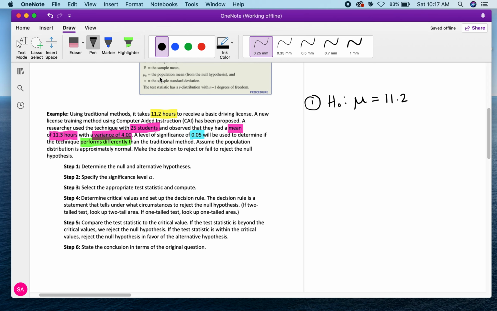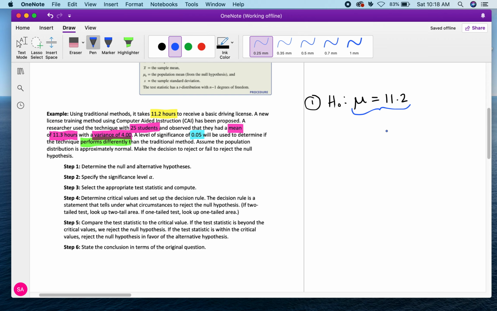So I've gotten a few emails about this. When you guys are typing this stuff into Hawks, you have to use proper notation. So Hawks might have the H naught or H sub 0 written out, but then you have to type in this entire piece, mu equals 11.2. And if you don't do that, Hawks is going to mark it wrong because you need every single piece of this expression to have a proper null hypothesis.